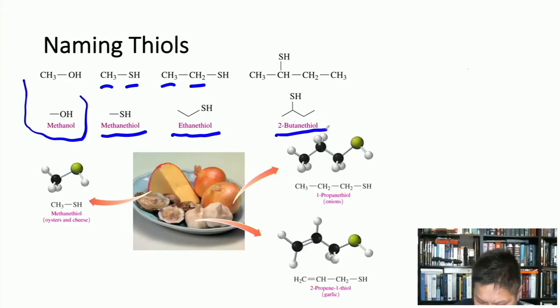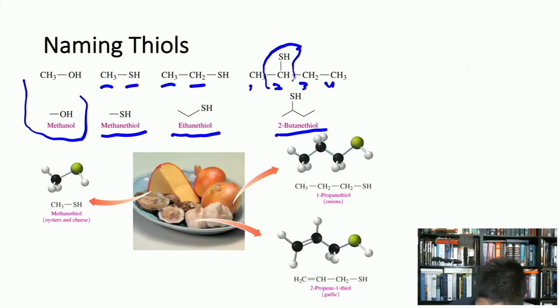Pretty simply because carbon 1, 2, 3, 4. The thiol's there on the second carbon, and that's why it's 2-butane thiol, right? Because it tells you where the thiol is.